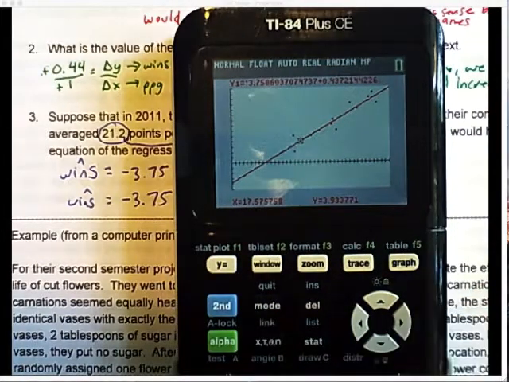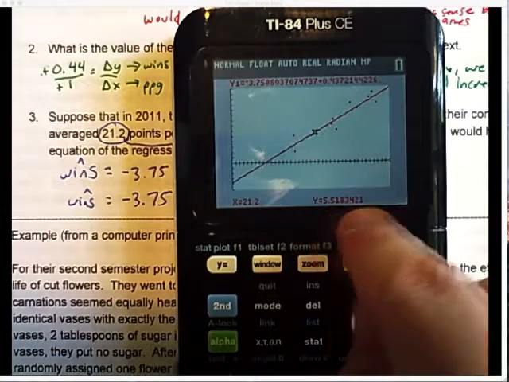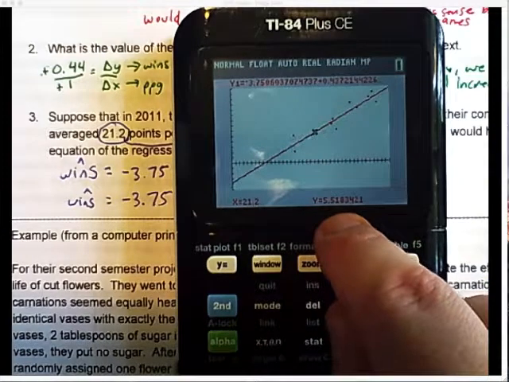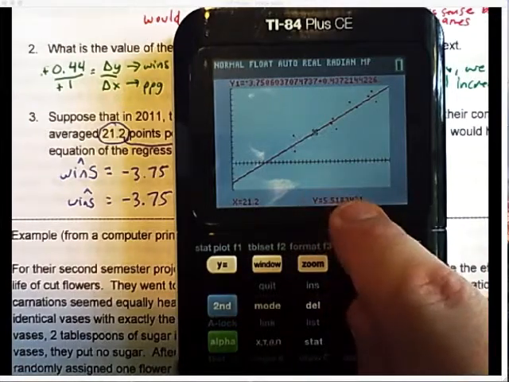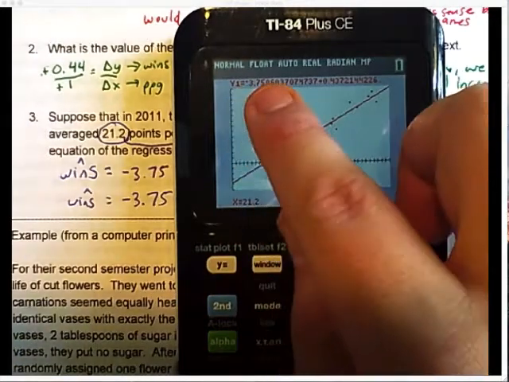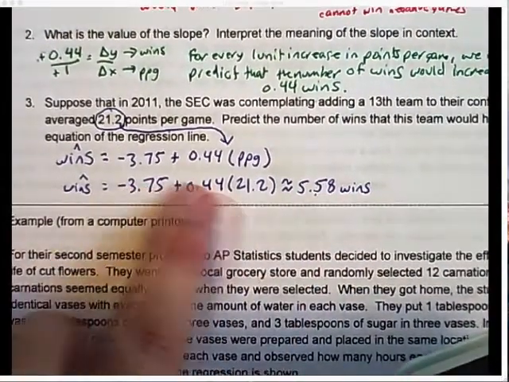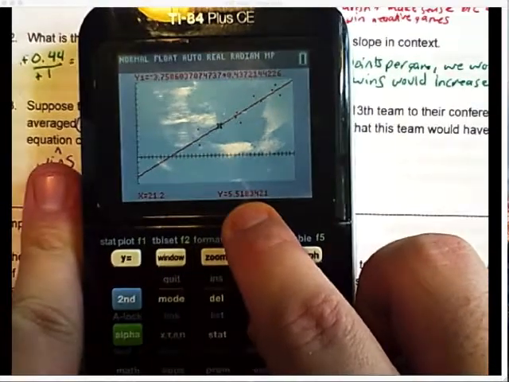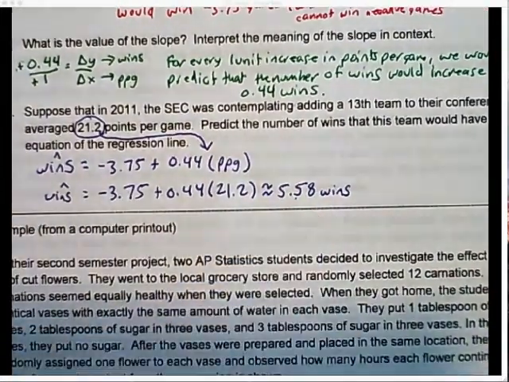If I type in that a team scored 21.2 points per game, like it told me, I can hit enter, and I can get the predicted value right away. This tells me that the predicted value is 5.518. This is the perfect answer because I stored all the decimals. This 5.58 is an estimate, but remember we're rounding off these two numbers. A better prediction would be 5.52 rather than 5.58.